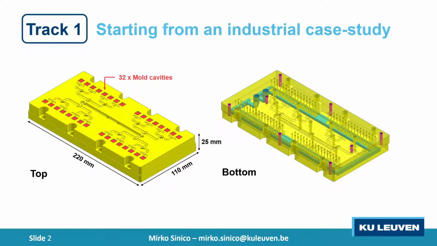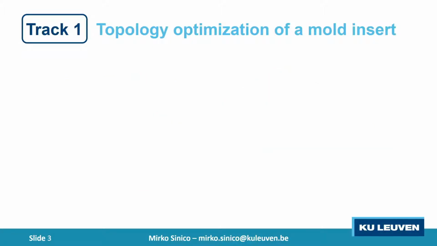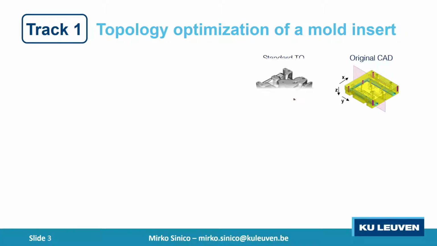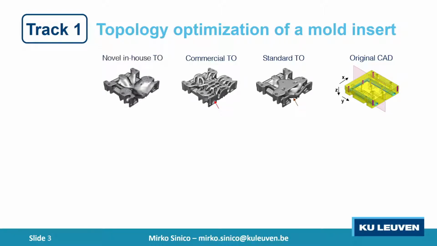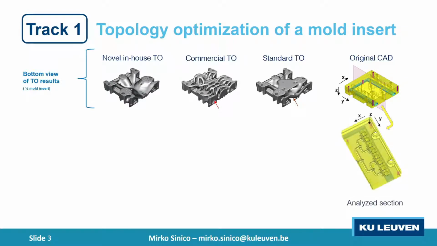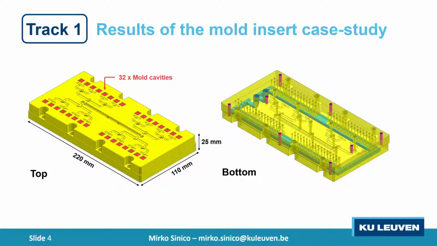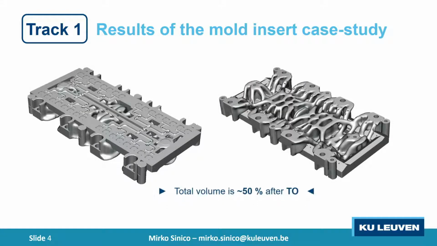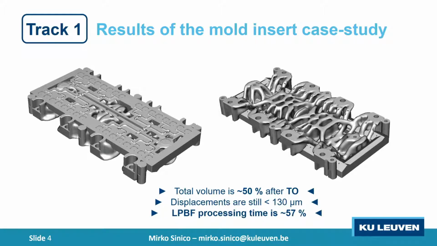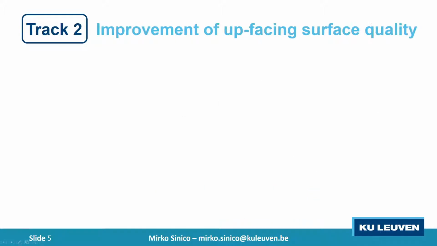On this mold insert, together with ESR1, we applied different topology optimization algorithms, taking care of different additive manufacturing constraints and using both commercial and in-house software. Out of the analysis, we selected one promising design, which had in total a volume of 50% compared to the original part, and also most interesting, the processing time by laser powder bed fusion was reduced by 43%.